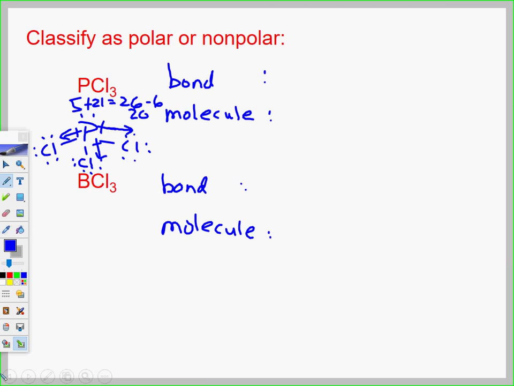Crazy, right? I know what it is. I'm asking you. Phosphorus. What about chlorine? Three. All right, so we got a 3 and a 2.1. What does the difference have to be to be polar?